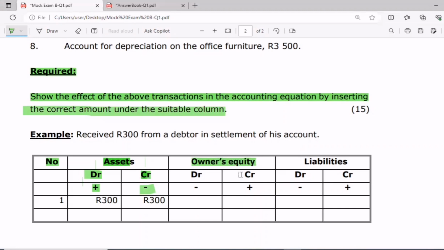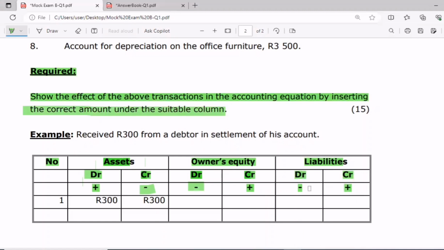So we know that in terms of debit and credit, equity accounts increase on the credit side and decrease on the debit side. So anything that increases the value of equity will be recorded on the credit side, and anything that decreases the value of equity should be recorded on the debit side. So the last section of the equation is liabilities section. In terms of debit and credit, liabilities increase on the credit side and decrease on the debit side.